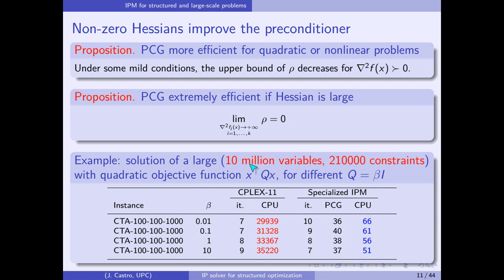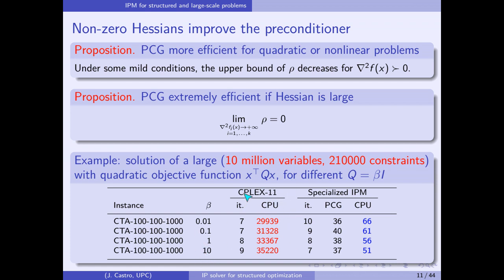For instance, just to see how this works in some application, later I will detail these applications, okay? But these are only some computational results. For some particular application, this is one of the instances of the data privacy application I will see later. These are results considering a quadratic objective function. The Q matrix in the function is given by beta times identity. Here, I show the different values of betas, so I'm increasing beta, okay?